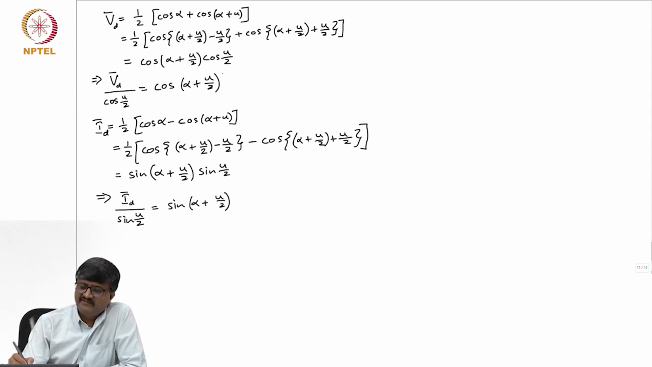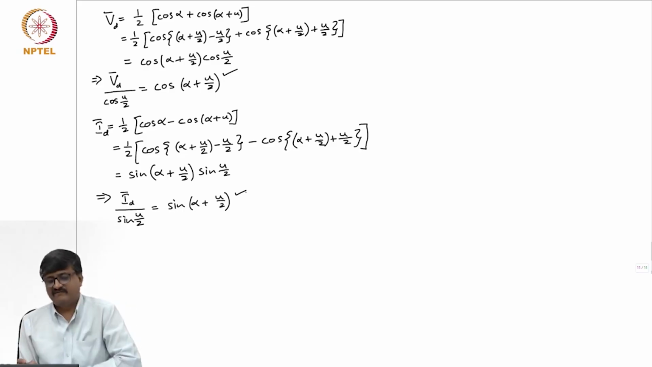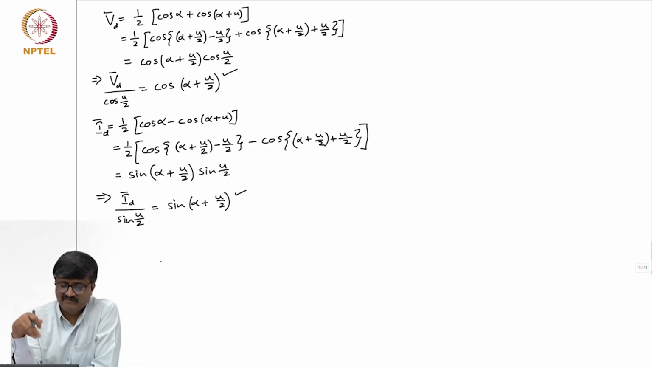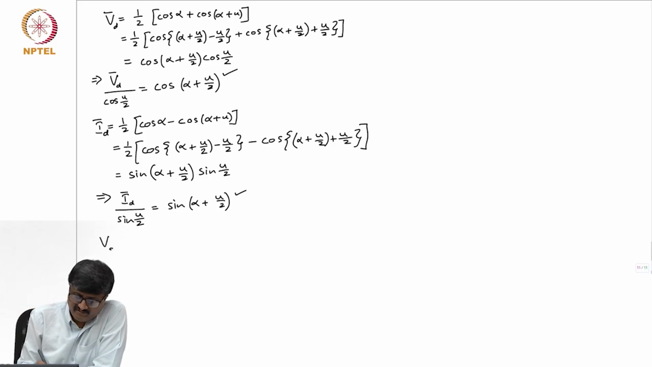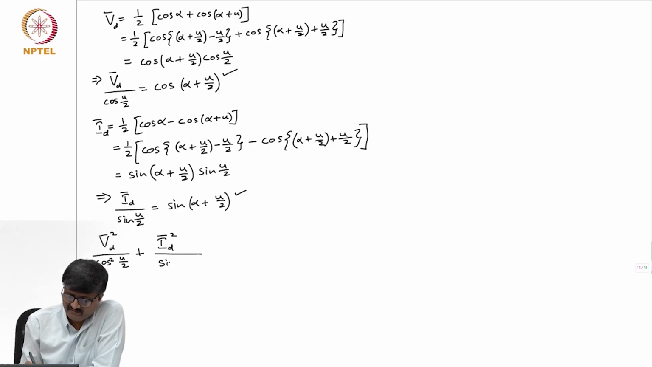Now I take the square of this equation on both sides, and I take the square of this equation on both sides. So after squaring, add the left hand sides of the two equations and the right hand sides of the two equations. So if you take the square of cos alpha plus u by 2 and add it to the square of sin alpha plus u by 2, you get 1 on the right hand side. So on the left hand side, we get Vd square divided by cos square u by 2 plus Id square divided by sin square u by 2. On the right hand side, you get 1.